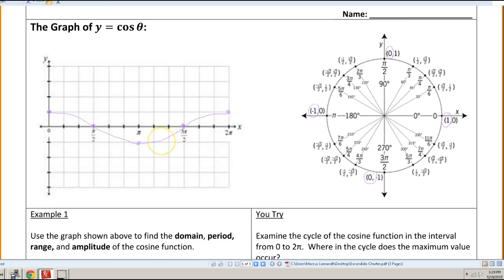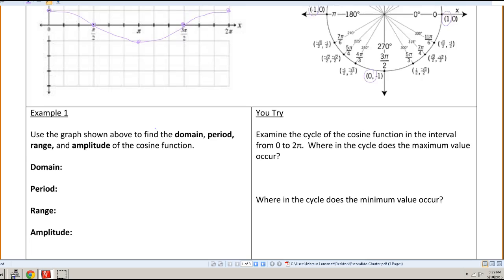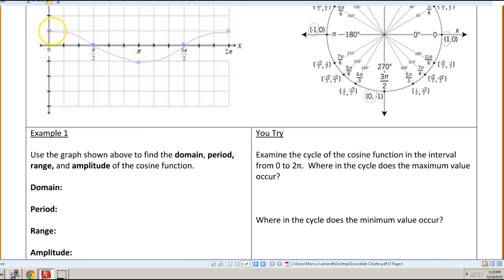So you're going to notice that a lot of the things you learned about sine are also going to be true for cosine. For example, example 1, use the graph shown above to find the domain, period, range, and amplitude of the cosine function. The domain is going to be all real numbers, because if I was to extend this graph in both directions, the graph is going to cover all x values from negative infinity to infinity.